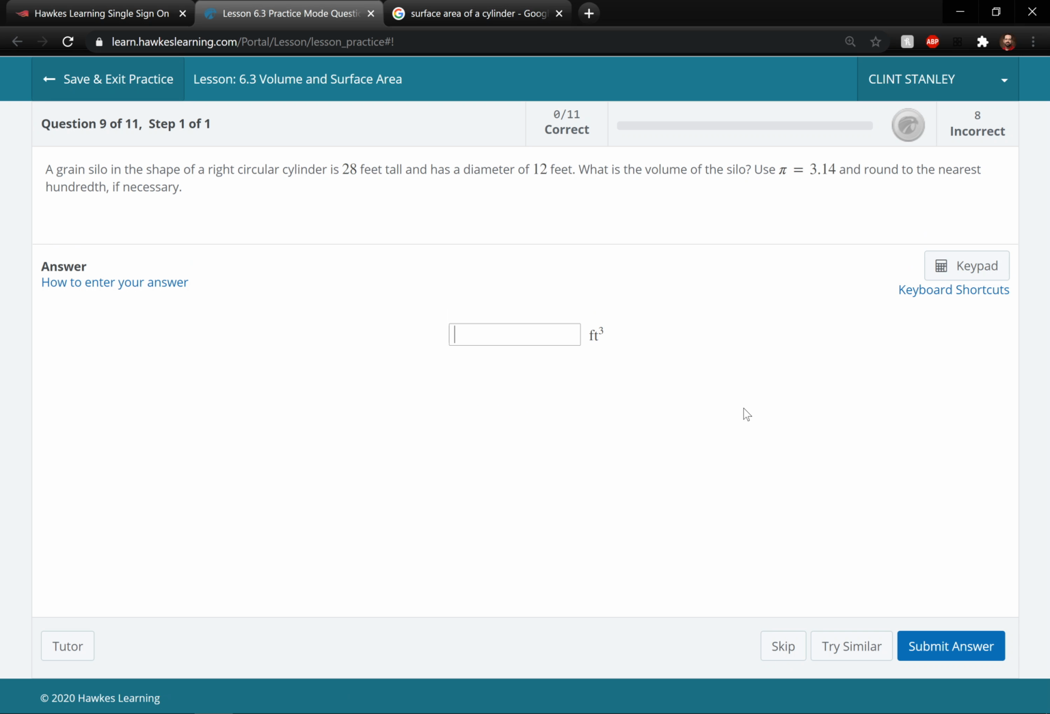Okay. Number 9. What's the volume of the silo? So we need to do the volume of a cylinder. Okay, so this time be careful, it gives us a diameter of 12 feet. So if the diameter is 12 feet, the radius will be 6. And the radius is what's in the formula. So we'll have pi times 6 squared times the height of 28. So 3.14 times 6 squared times 28 on this. That's the only tricky part there, is that it gives you the diameter and the formula uses the radius.